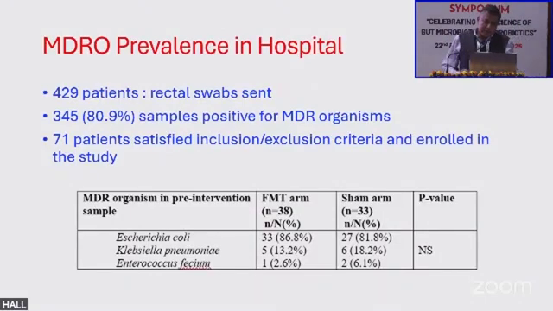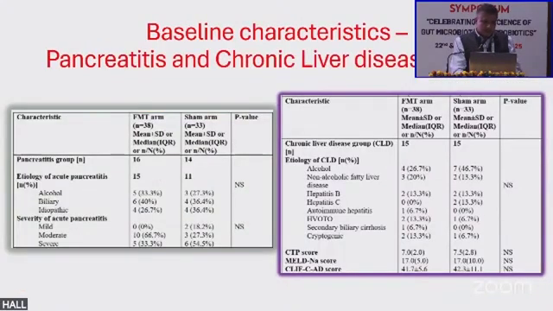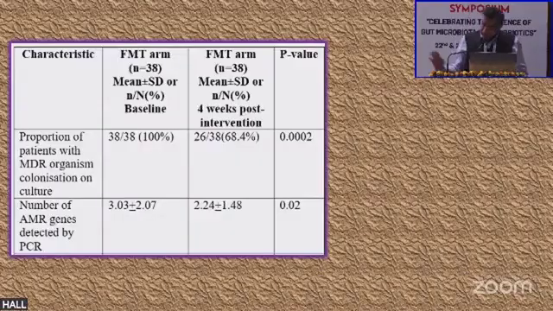Now this is very interesting data. 429 patients had a rectal swab sent. 80% of them in the hospital had MDR organisms. That is a very high figure. 71 patients satisfied the inclusion-exclusion criteria and were enrolled in the study. These were randomized into FMT arm, 38 patients, sham arm, 33 patients. The main organisms were E. coli, Klebsiella pneumoniae, and Enterococcus faecium. Baseline characteristics were similar in both arms, essentially to say that there were around 30 patients with acute pancreatitis, 30 patients with cirrhosis with decompensation, and these are the results.